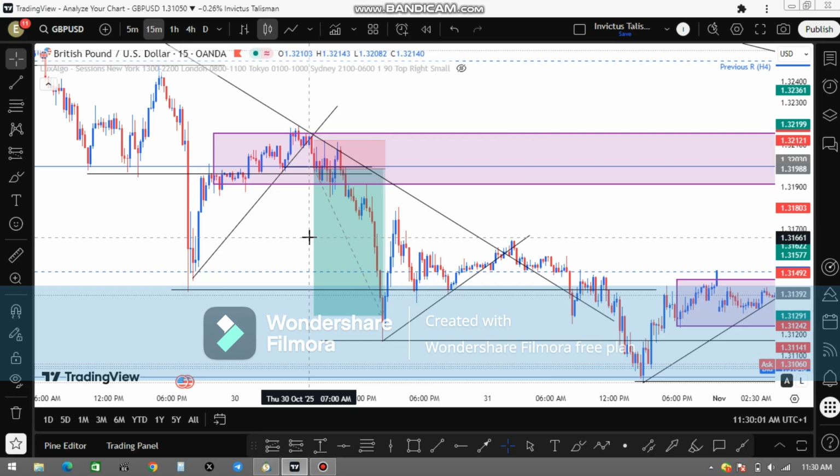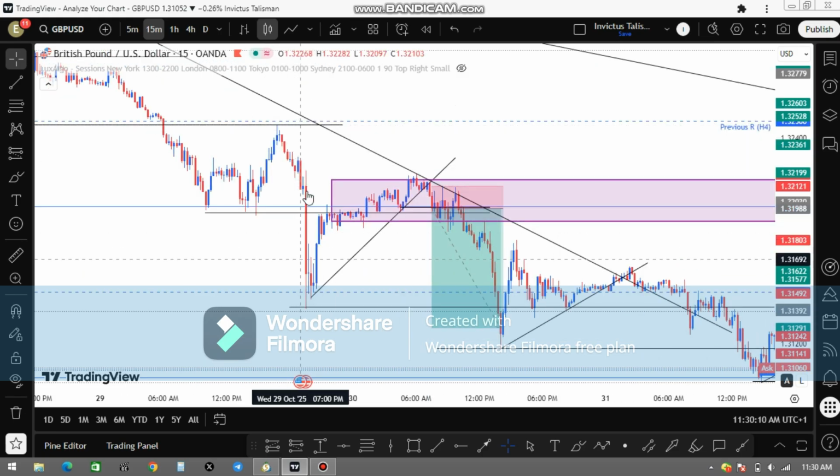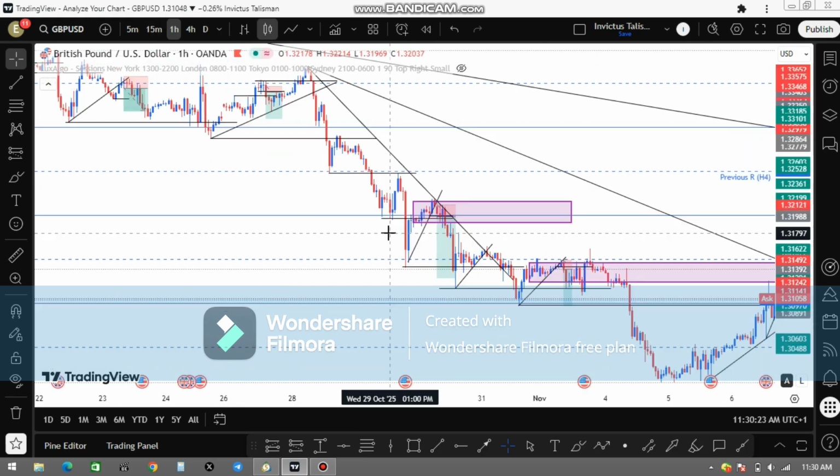Now this right here is the break of the previous structure. Often this is a clear break here. On the 1 hour, it's a clear break, a full body break here. This is the break here on the 1 hour.